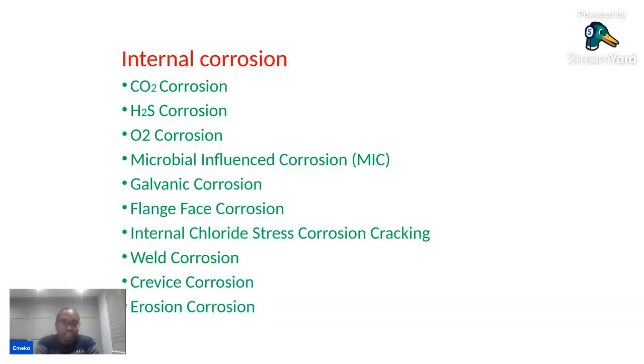So today we'll be looking at different types of corrosion that affect the internals of the pipelines and equipment in the oil and gas industry. So we've got CO2 corrosion, H2S corrosion, O2 corrosion, microbial influence corrosion, galvanic corrosion, flange-based corrosion, internal chloride stress corrosion cracking, weld corrosion, crevice corrosion, and finally erosional corrosion. We will look into all these types of corrosion in detail.